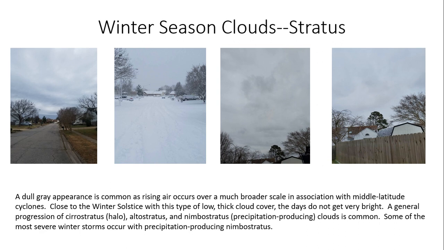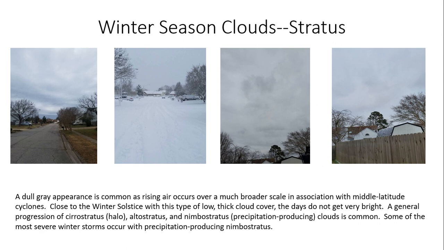Additionally, as that air rises, it rises over a much broader scale in association with middle latitude cyclones. So air is rising more in the horizontal than it is in the vertical. Generally, you see these type of low, dull gray stratus clouds closest to the winter solstice around December 21st with this type of low, thick cloud cover in place. Again, the days do not get very bright at all.